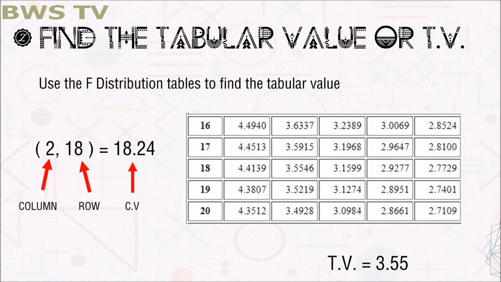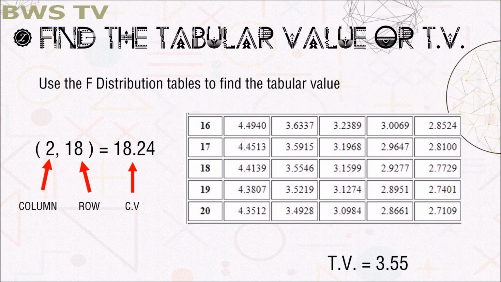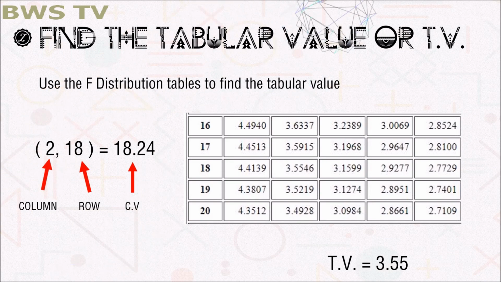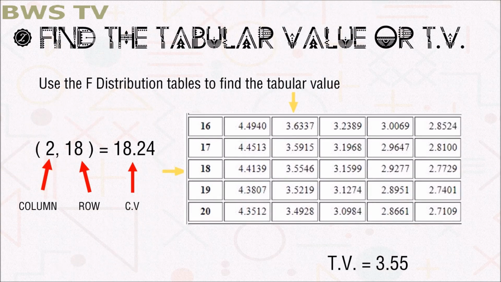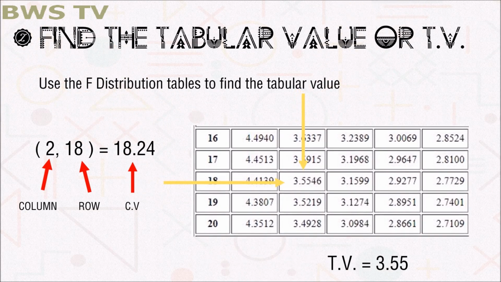Simply look at the columns and rows where DFB will represent what column to look at and DFW will represent what row to look at. And just find the cross-section of both. And you'll get 3.55. You can round it off to the second decimal place to make it simpler.